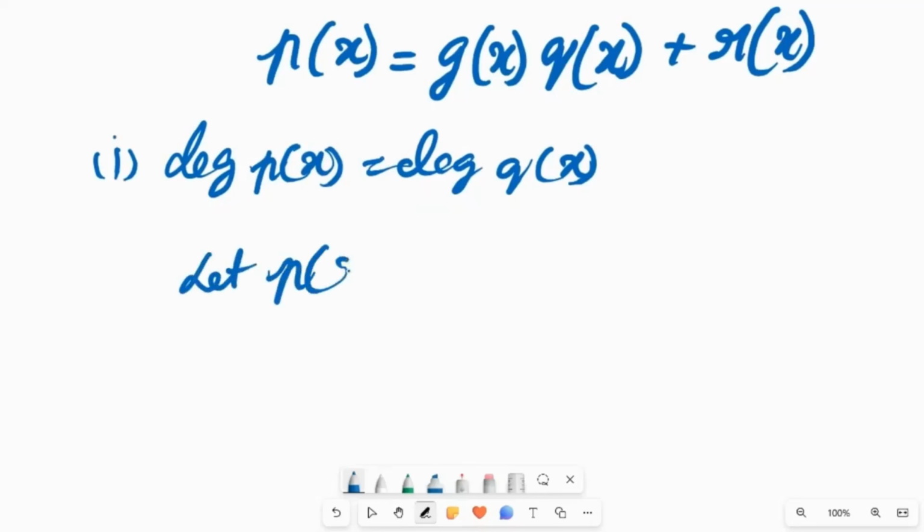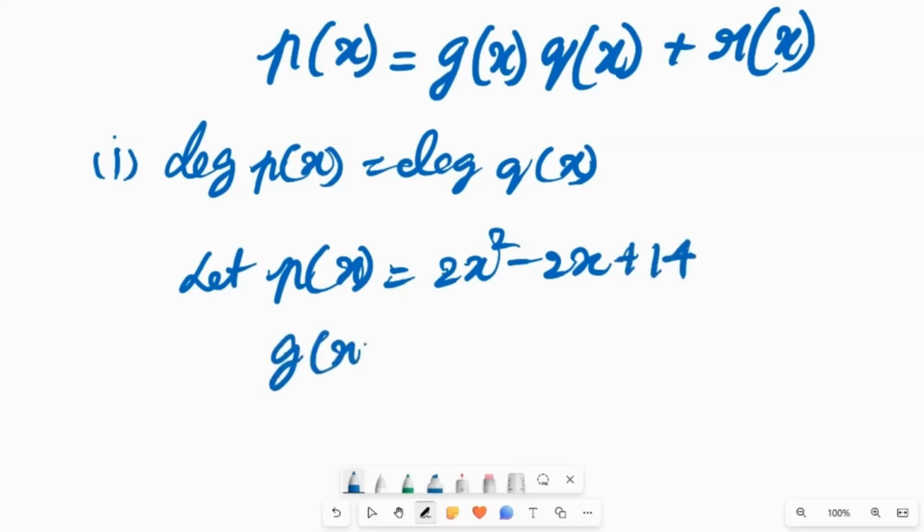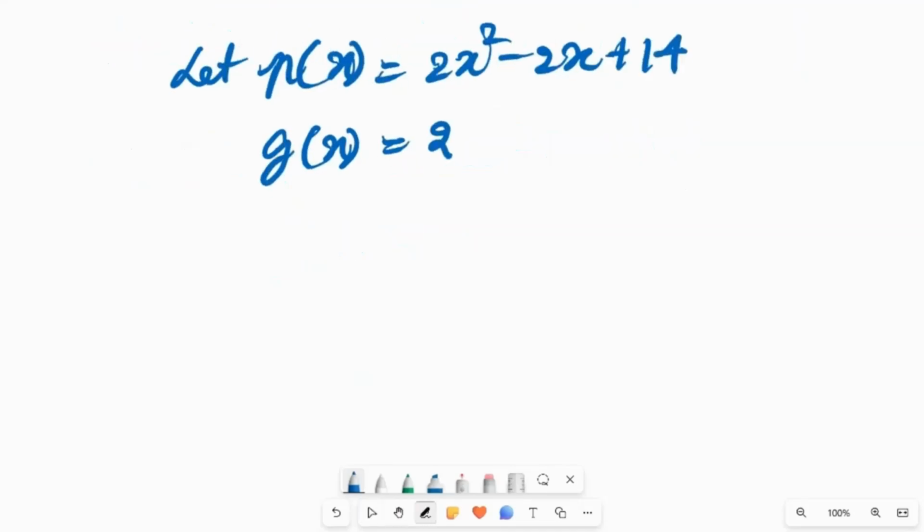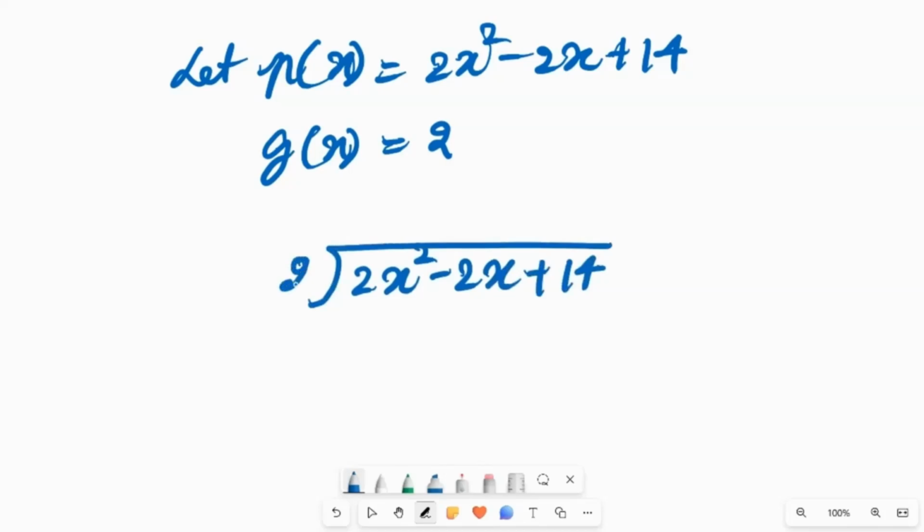Let p of x equal to 2x square minus 2x plus 14, and divisor equal to any constant term, say 2 here. And if we divide the both of the equations, the degree of dividend equal to degree of quotient. So let's divide them. 2x square minus 2x plus 14 dividing by 2.